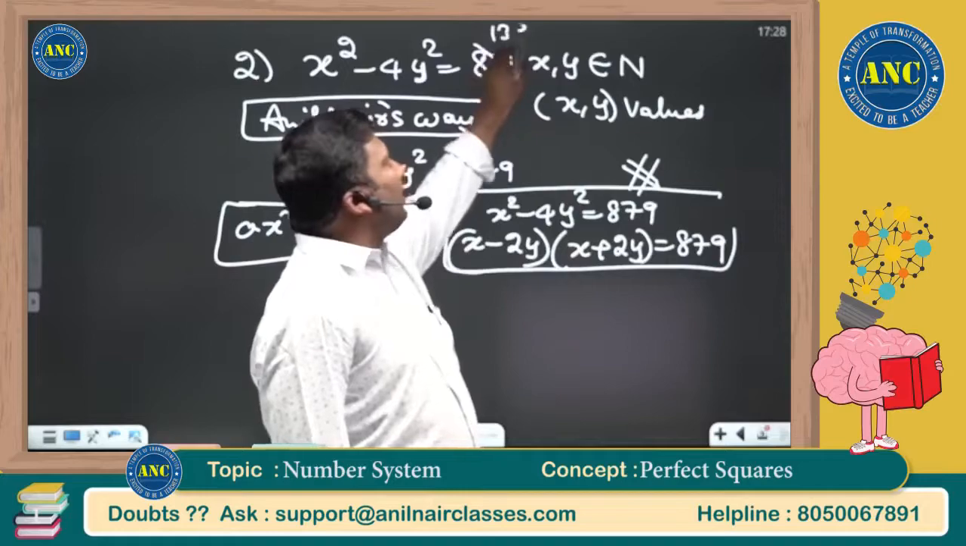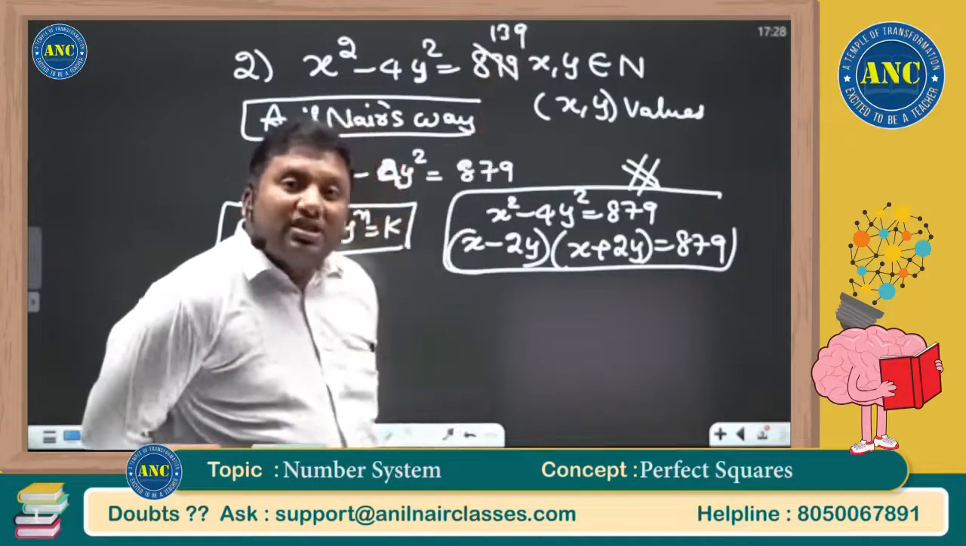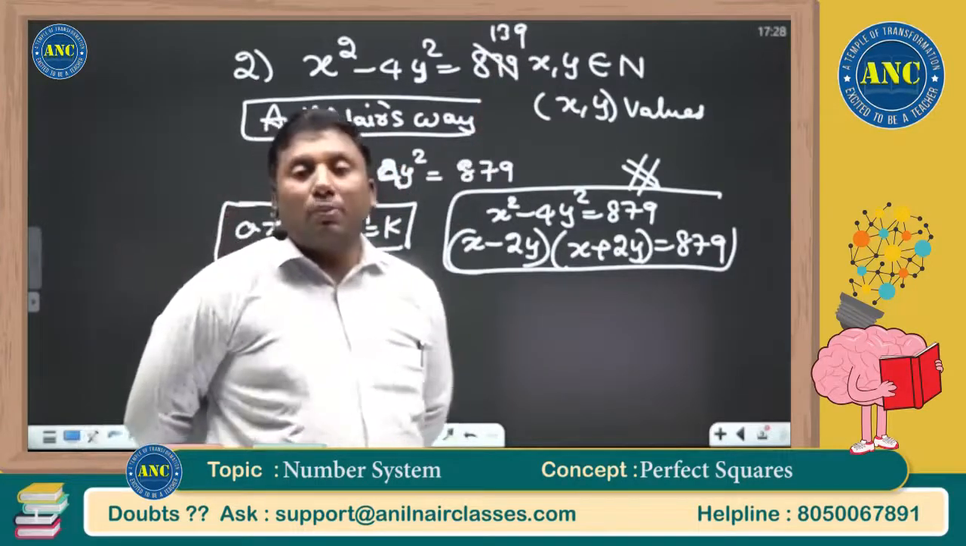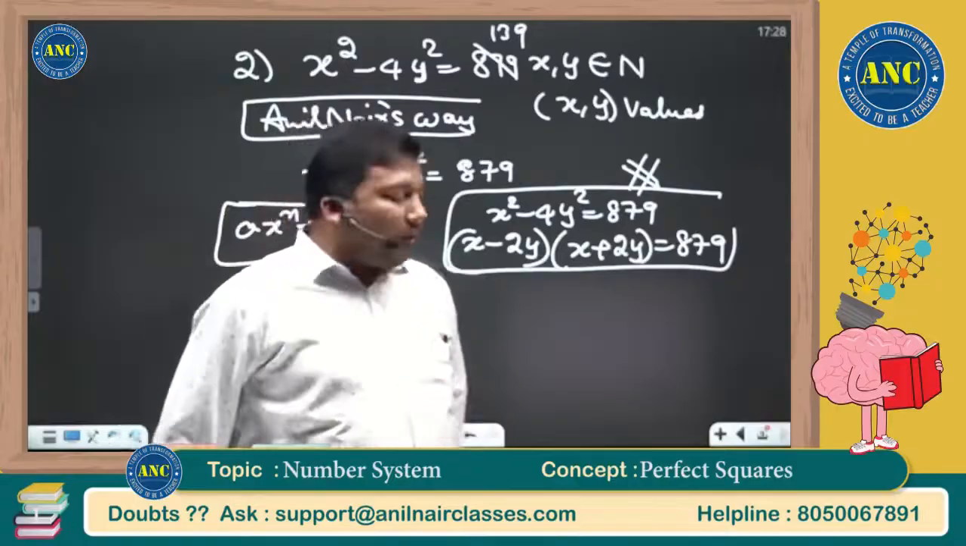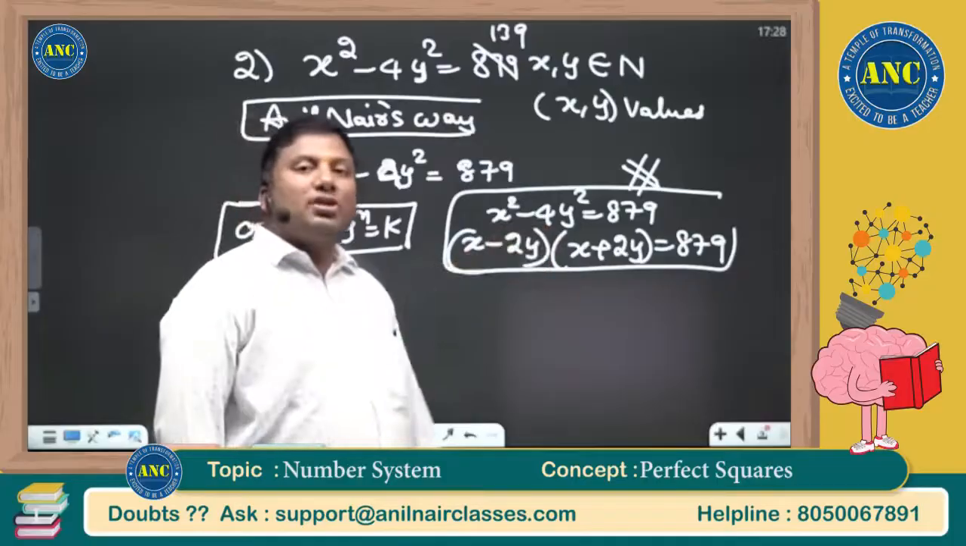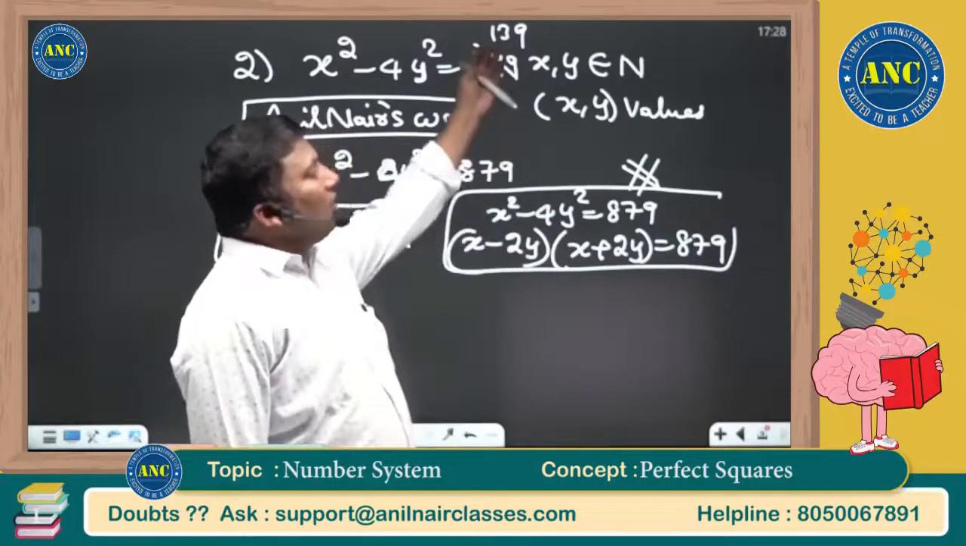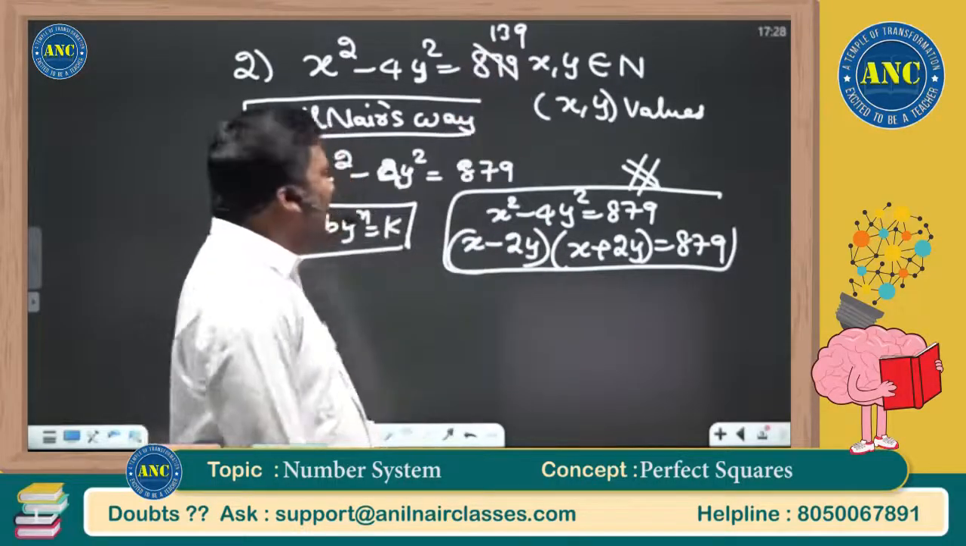For example, 139. What is the sum of the digits? 1 plus 3 is 4, 4 plus 9 is 13. You have to check whether a number is a prime number or a composite number. Here we got a composite number, so you can take factors. How do you check whether a number is a prime number or not?